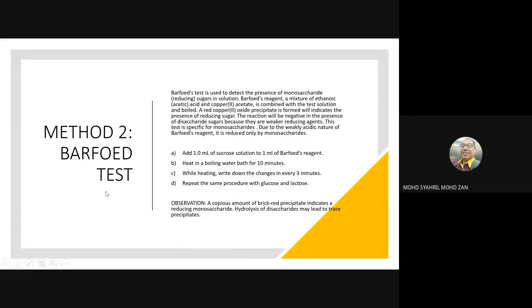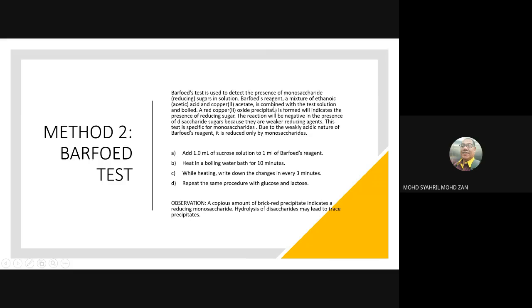The reason the Benedict test is very important is for quantifying blood glucose. The copper reacts with the glucose in our blood, giving us the red color just now. This is for patients who have diabetes and so on. Okay, we go to the Barfoed test. The Barfoed test is used to detect the presence of monosaccharides, which are reducing sugars, in solutions.